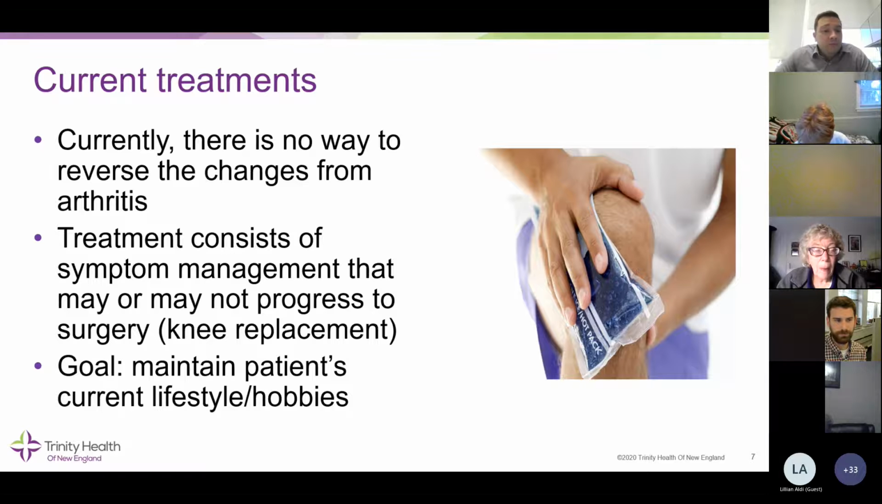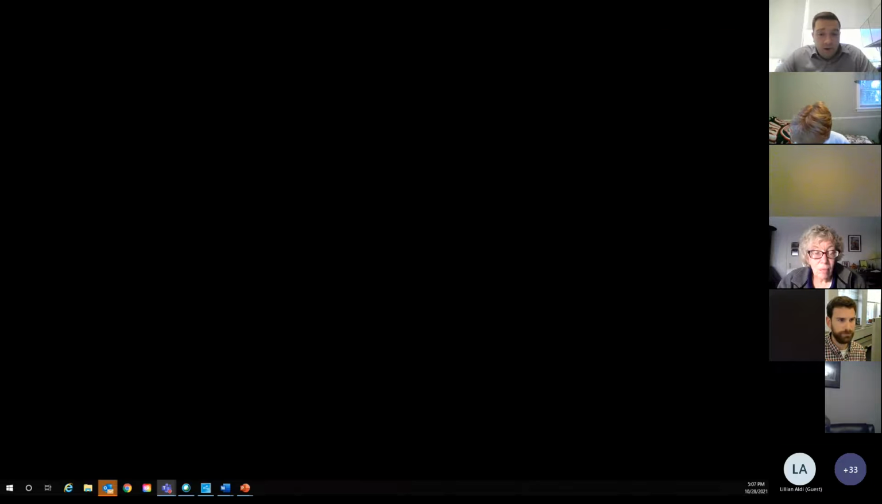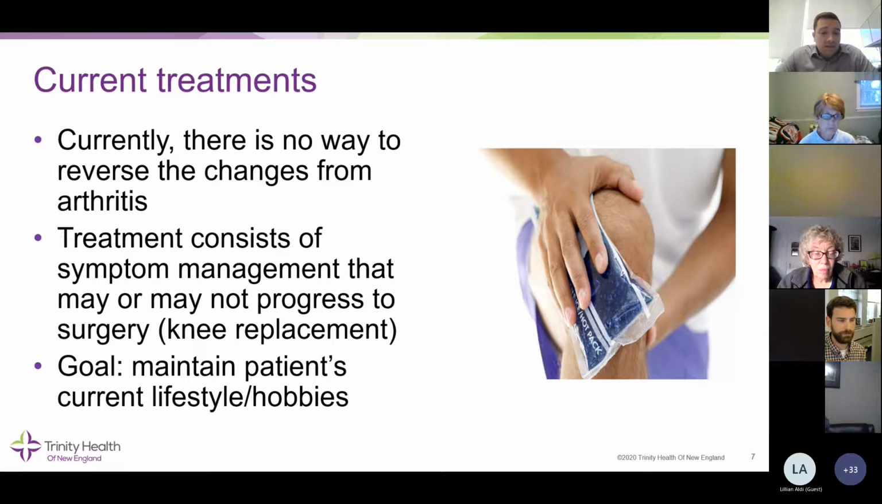So what can we do about it? Current treatments, as of right now, medicine hasn't advanced to the point where we can reverse any of the changes from arthritis. Not only does the cartilage break down, but when the cartilage starts to break down, it creates increased stress across the joint, and it leads to your body remodeling with bone spurs and extra bone being laid down to try and spread out those forces. In addition to that, it creates this really thick, dense bone, and you can actually get little cysts inside of the bone, all due to the arthritis. So there's no way to reverse those changes.